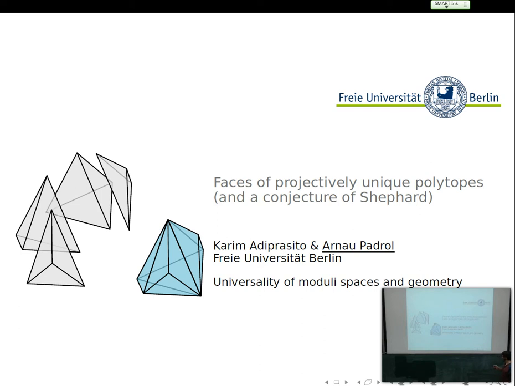There's a universality conjecture of Shephard, and then there is a universality theorem of projectively unique polytopes.